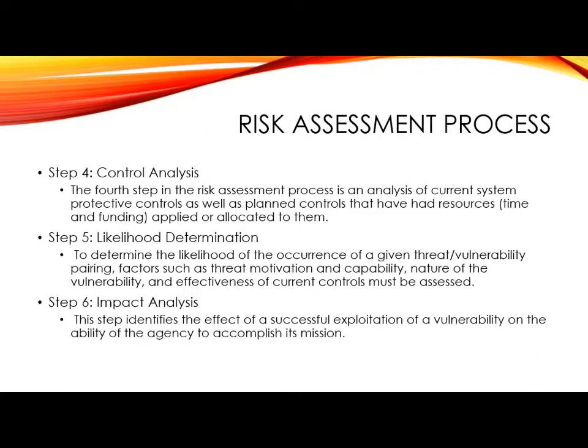Control analysis. The fourth step of the risk assessment is to analyze the current system's protective controls and any planned controls that you have, and what resources are allocated to them. Okay? You need to make sure that those controls are done. Likelihood determination. Now this is what's going to get you. How likely are these events to occur? Okay? Now you as your group are going to have to come up with an idea of how likely certain events are to occur. So we all defined one right now, tornadoes, right? What about earthquakes? Can an earthquake take us down? Getting more and more likely. What about a flood? Yeah.